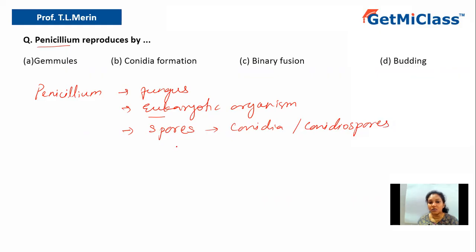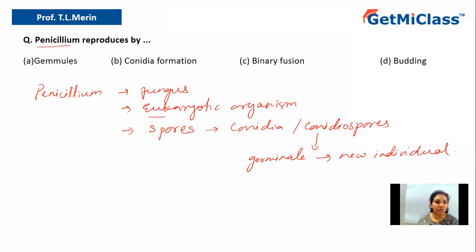So that is how they reproduce. These spores will further germinate and give rise to a new individual. That is by the formation of the conidia. And conidia contain the spores, and these spores will give rise to a new individual.